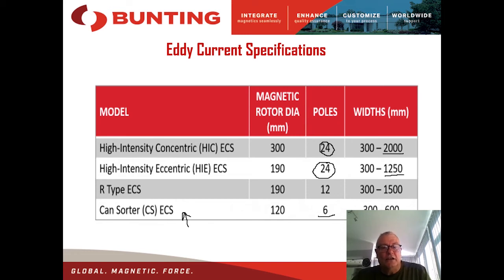And as I said, the R-type separator is a hybrid between the two, where we have more poles, 12 poles, and a slightly bigger rotor diameter. And in those sorts of separators, we can go up to, again, about 1.5 meters in width. And therefore, it suits applications that are not so simple, but still don't require 24 poles and a complex design.